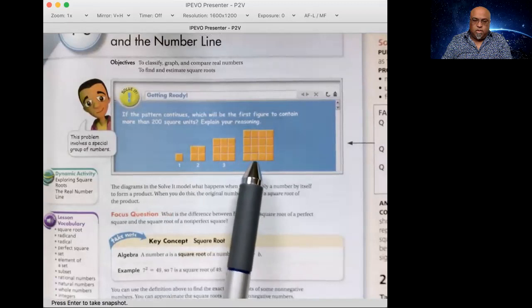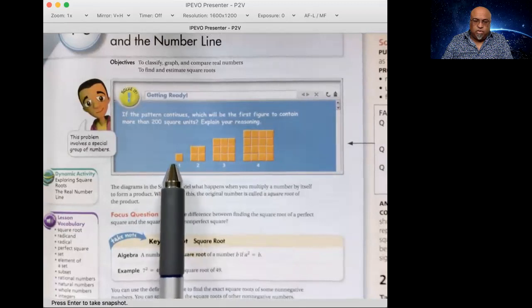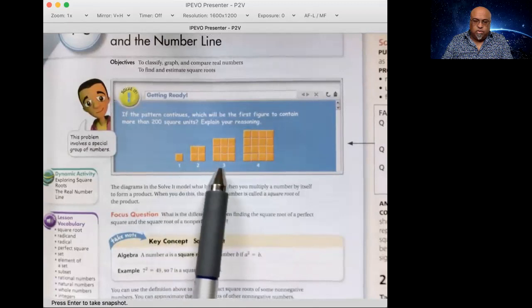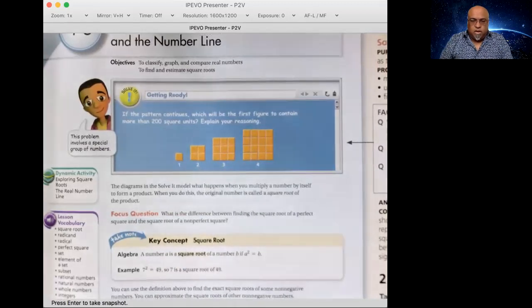Now you notice I'm counting the blocks, I'm not counting the numbers at the bottom. The numbers at the bottom could represent just the length of one side. This is 1 unit long, this is 2 units long, this is 3 units long, and this is 4 units long. But when I go up the same number of units that I go long, then I end up with bigger squares each time. In order to count the squares, I must have those specific numbers, okay?